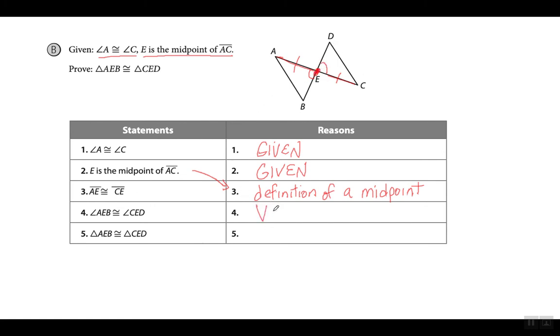Vertical angles. Vertical angles are always congruent. Now the correct answer probably might say something like vertical angles theorem or something like that, but I'm just going to write vertical angles. All right?